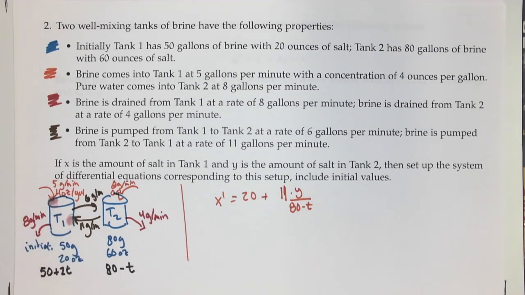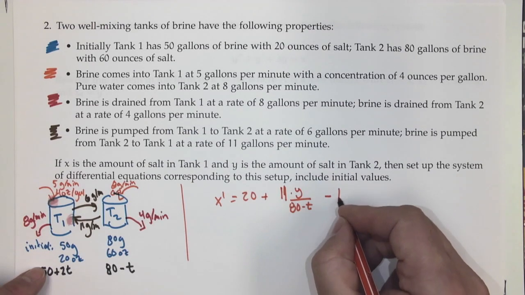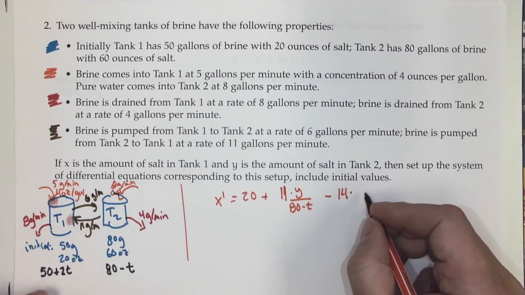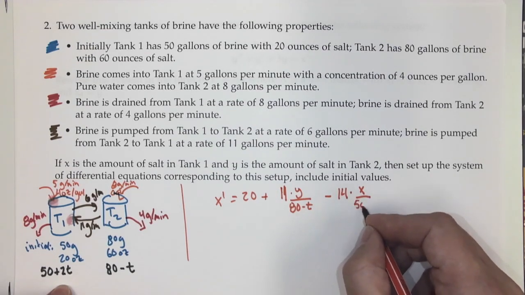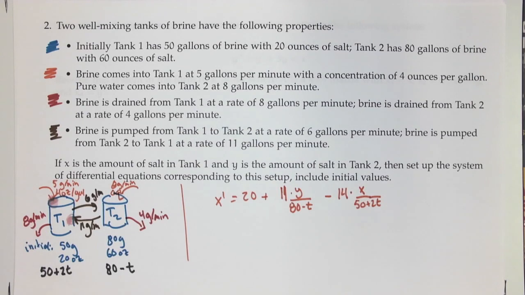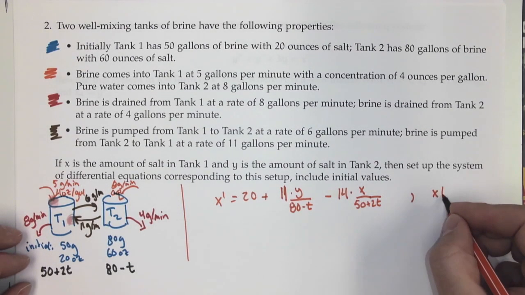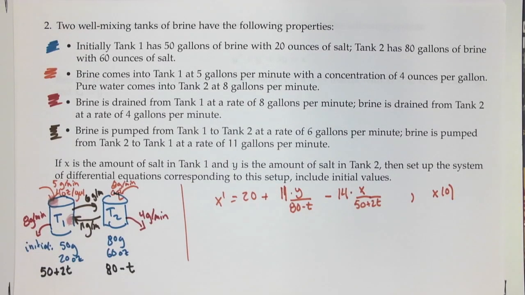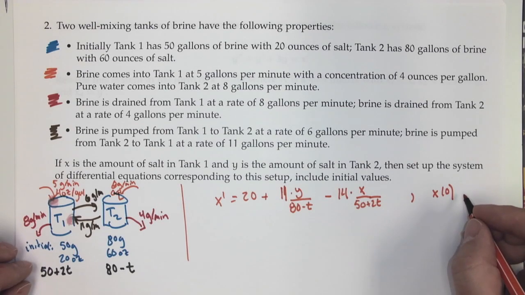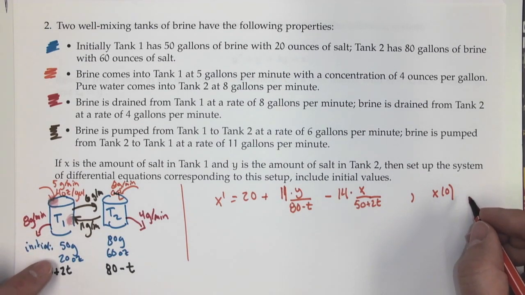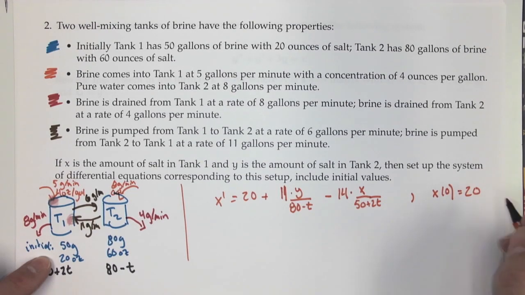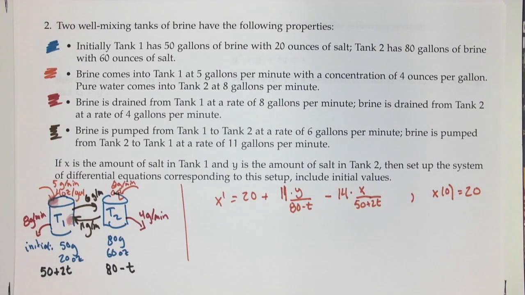How much leaves the first tank? We're losing a net of 14 gallons. And then what's the concentration? Well, x divided by 50 plus 2t. Have we accounted for everything coming in and going out for tank 1? Yes. We're going to add one more thing, comma. What's the initial amount in tank 1? Well, it's 50 gallons, but x is the amount of salt. So it's 20 ounces. That's our initial condition.